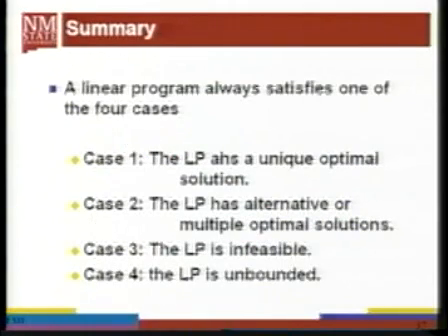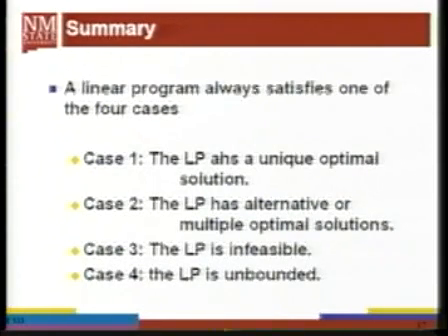Okay, then in summary, we can see that every LP must fall into one of the following 4 cases. Okay, the first case is the LP has a unique optimal solution. The second case would be the LP has alternate, multiple, or an infinite number of optimal solutions. So in that case, 2 or more extreme points are optimal, and the linear programming problem will have an infinite number of optimal solutions.